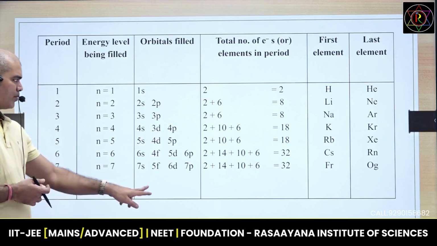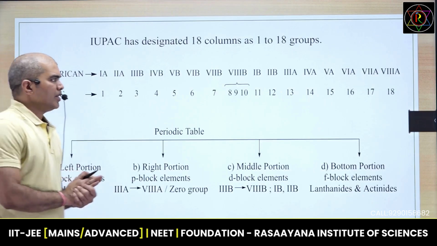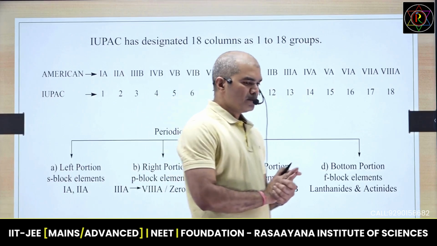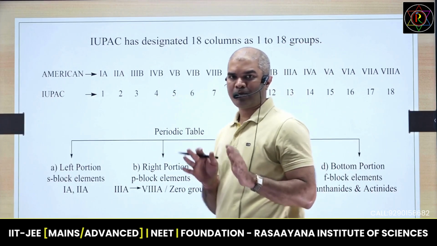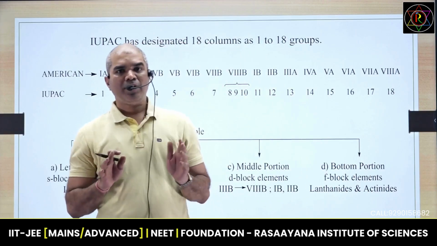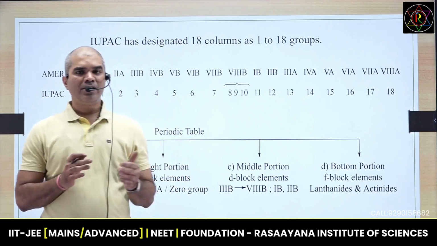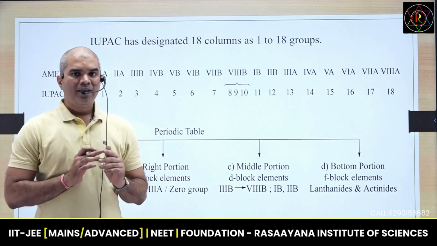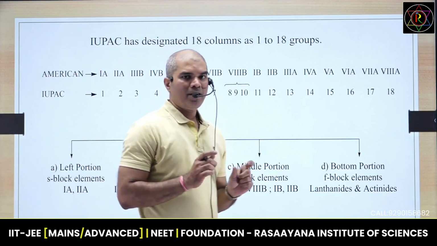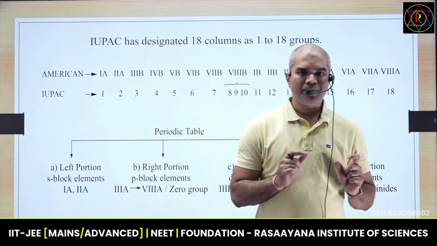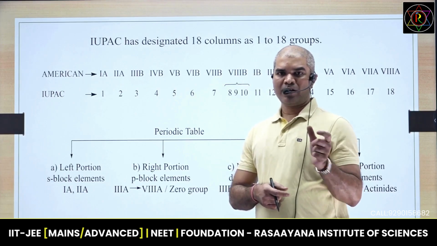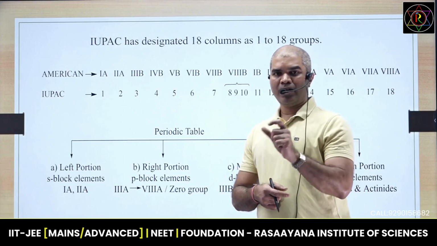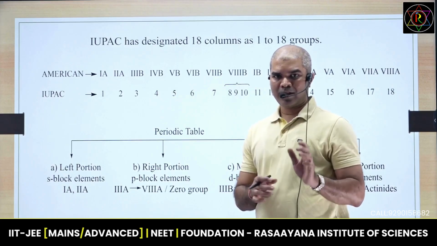Right. So let us move to the next step. In the starting, I told you there are two different types of classifications of periods and groups, especially for the groups. One is American style and another one is IUPAC style. In the American style, we have A, B along with the Roman number. We will be taking a Roman numeral, and that Roman numeral will be associated with A or B: 1A, 1B, 2A, 2B and so on.